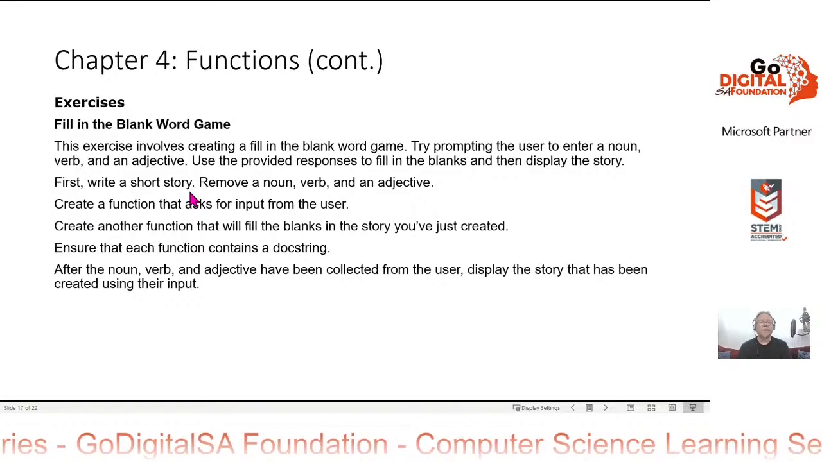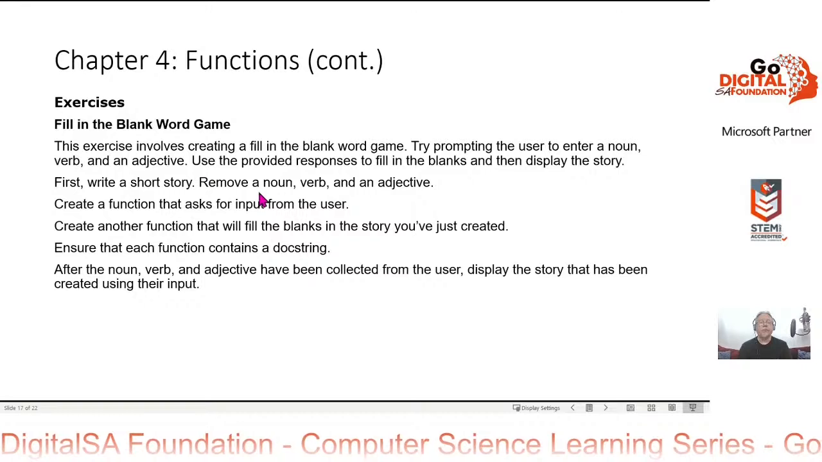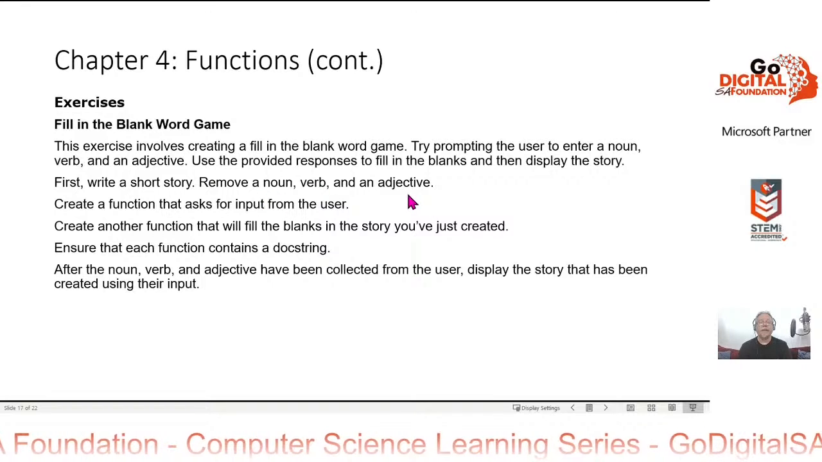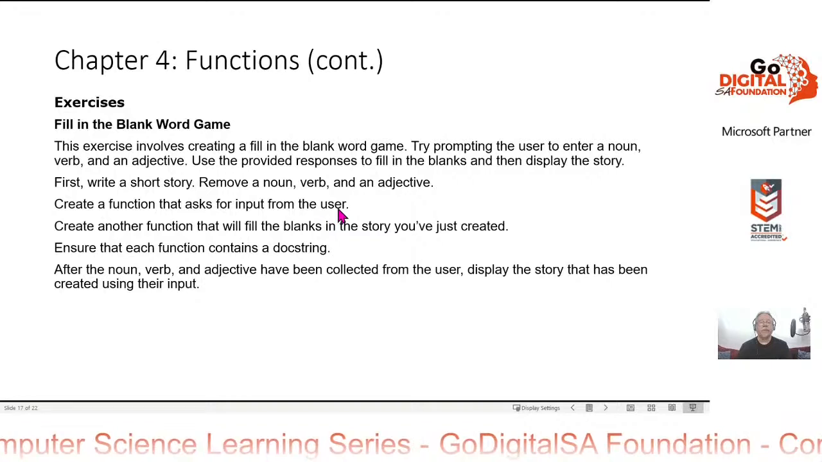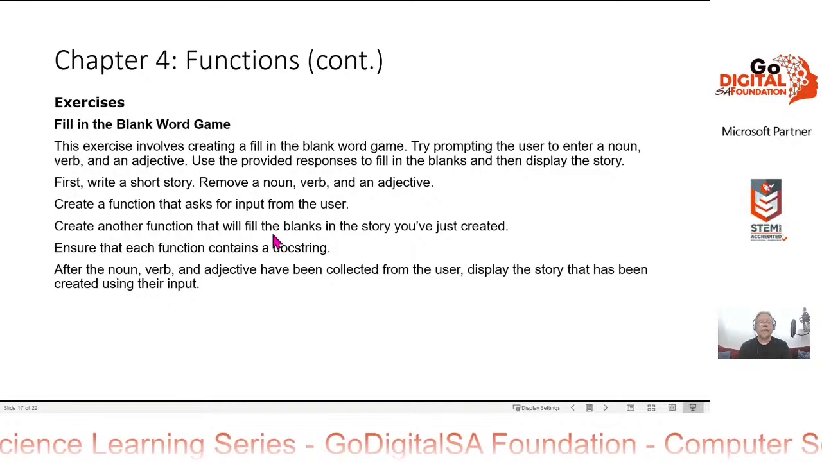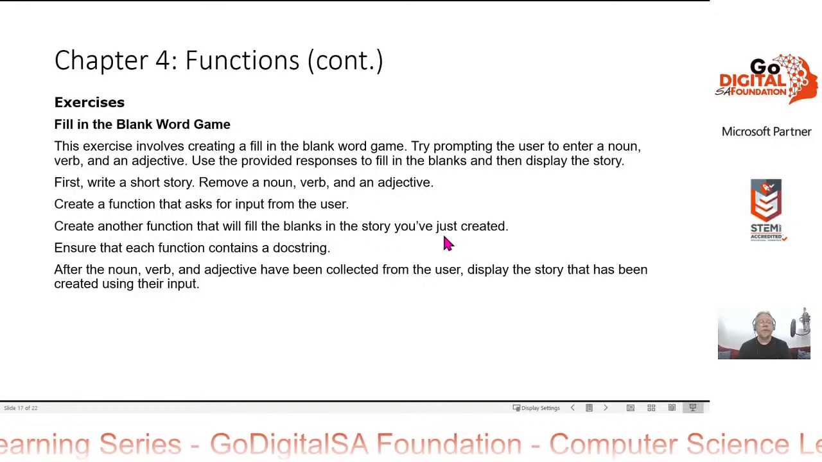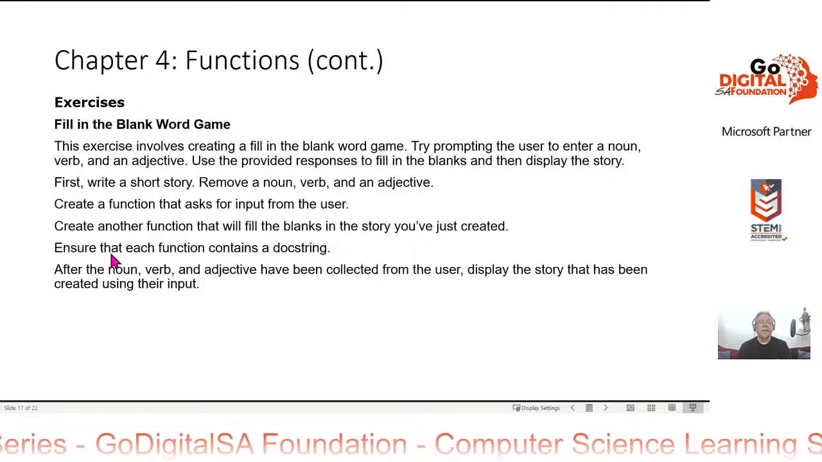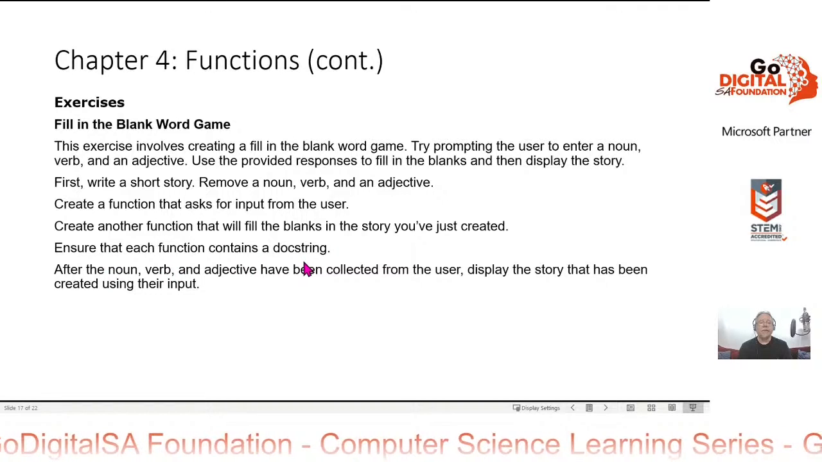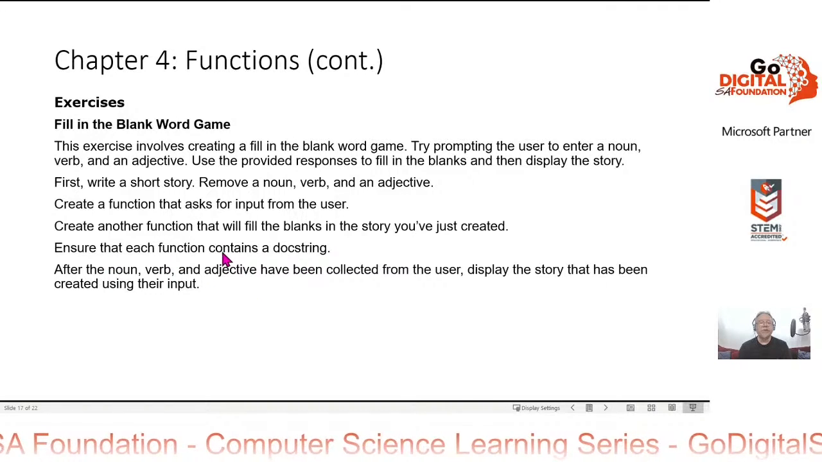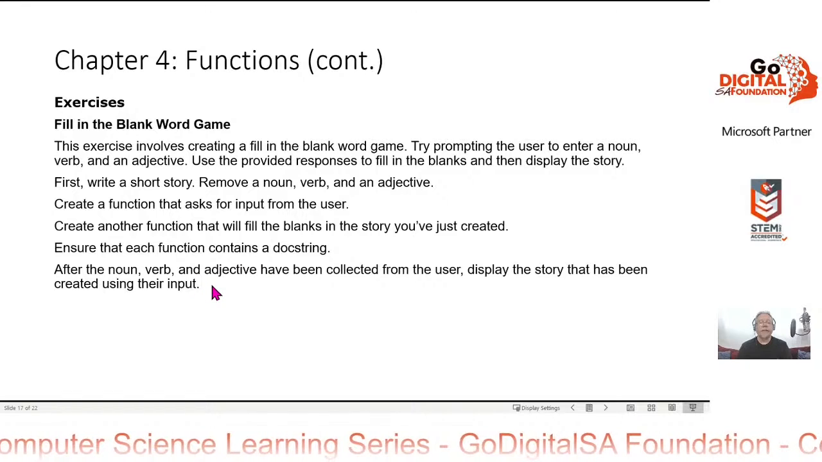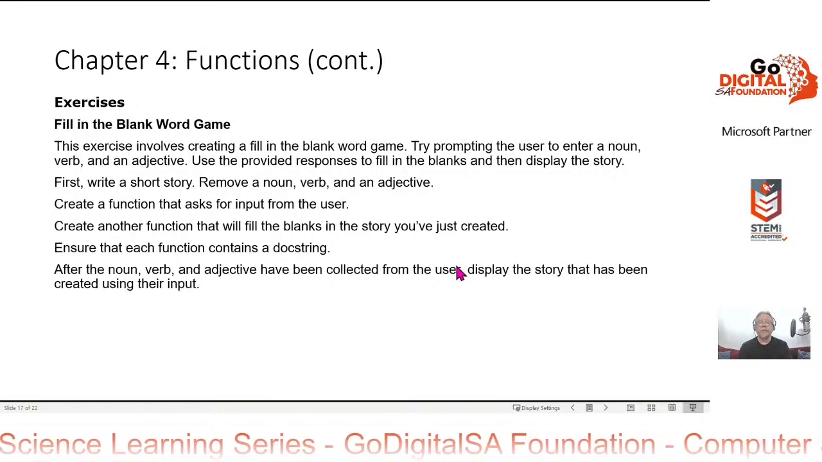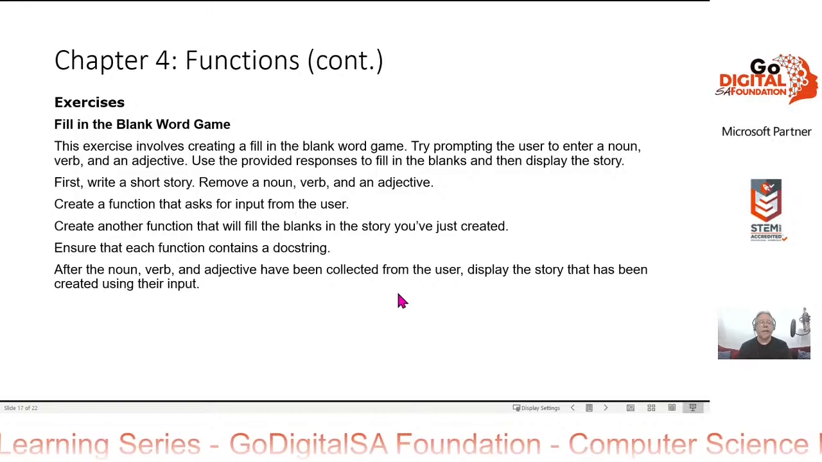So first write a short story, and then you remove one noun, one verb, and one adjective. You create a function that asks for input from the user, create another function that will fill in the blanks in the story you've just created, and you have to ensure that each function contains a docstring. That's just to document your code. After the noun, verb, and adjective have been collected from the user, display the story that has been created using their input.